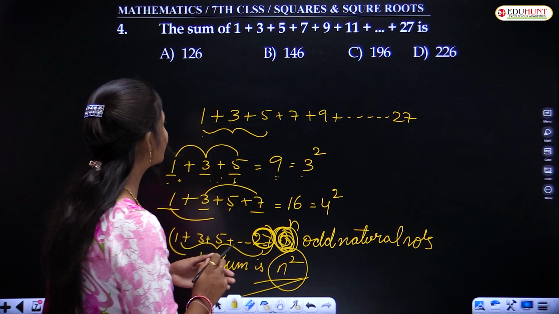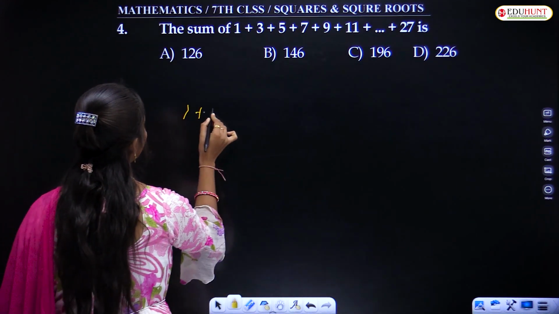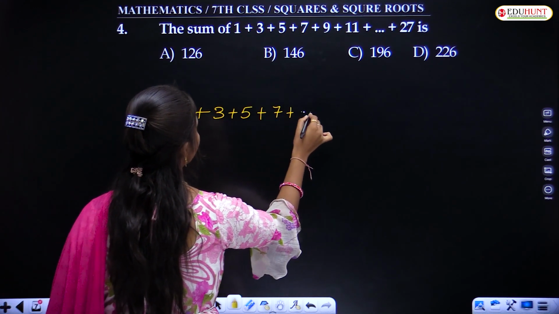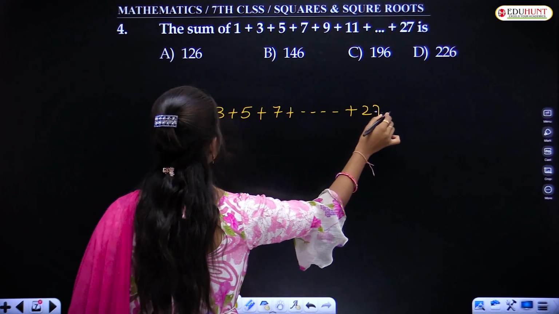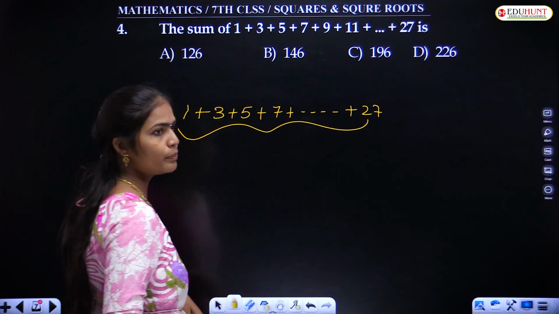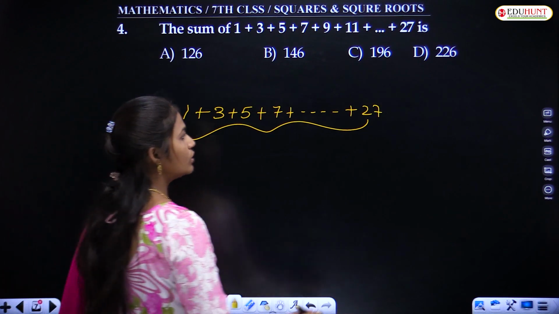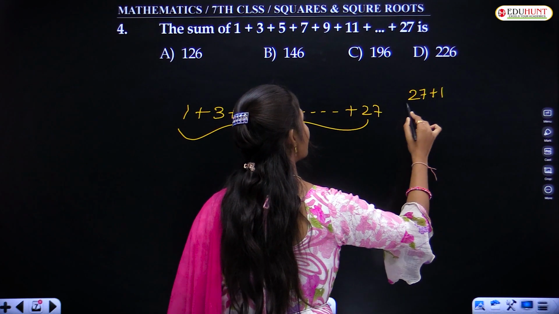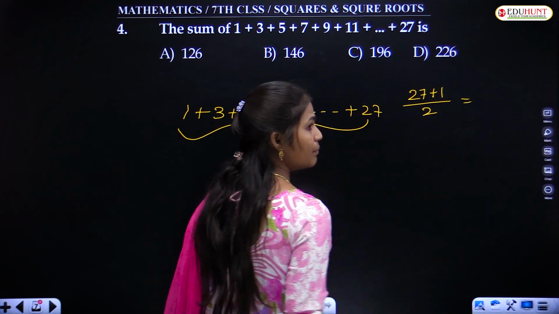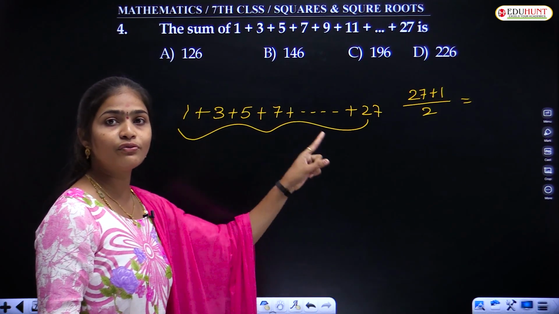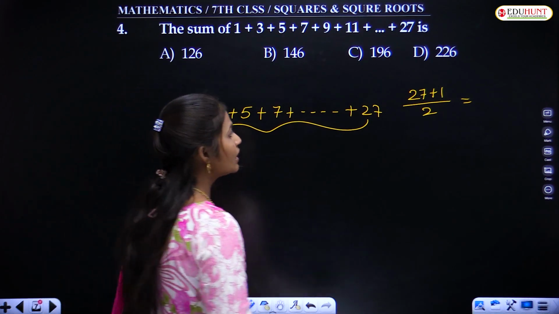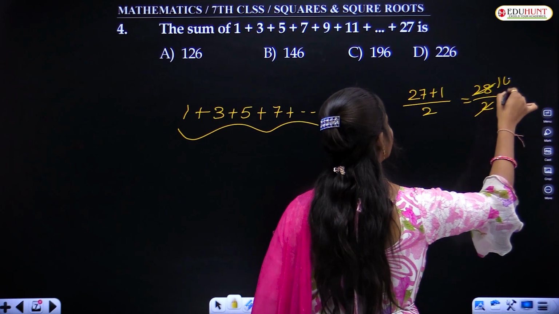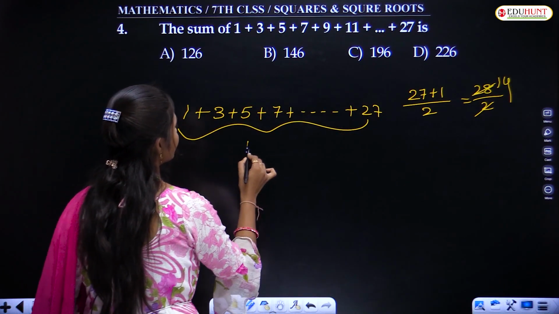Okay, now see that question: 1 plus 3 plus 5 plus 7 and so on plus 27. From 1 to 27, how many odd numbers are there? Already we know how to find the number of odd numbers. We can write this as 27 plus 1 by 2. If the number is odd, we add 1 and divide by 2. Then you will get how many odd numbers there are. So here we have 14 odd numbers.